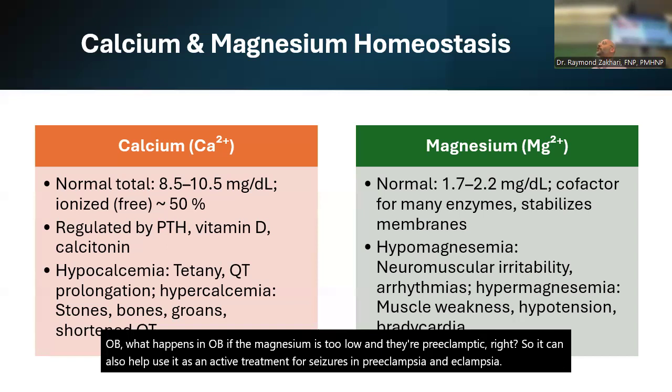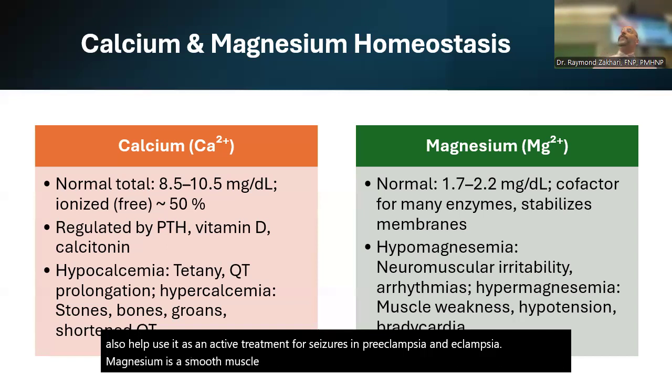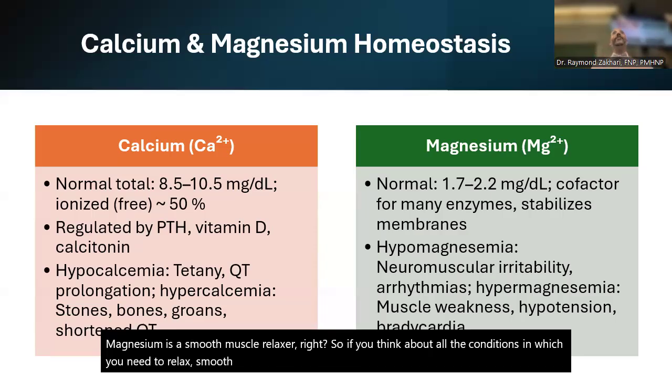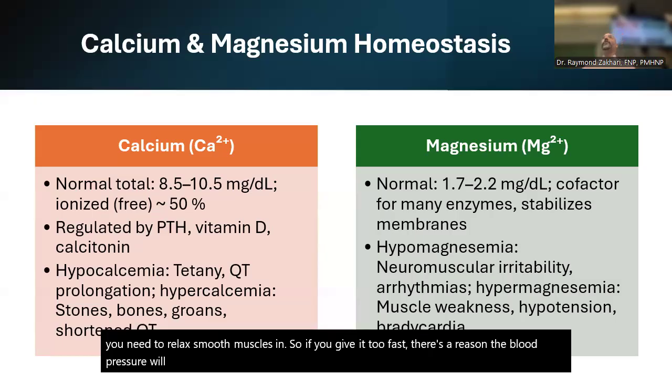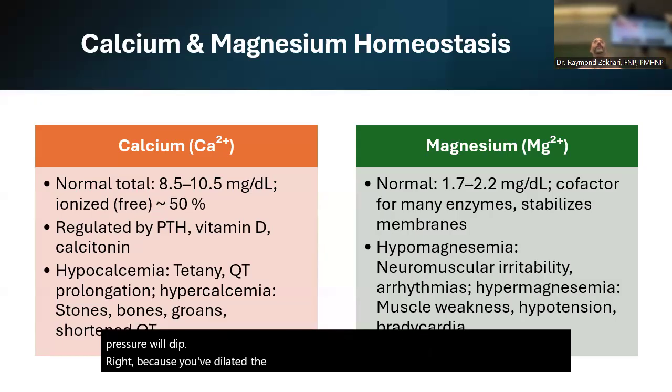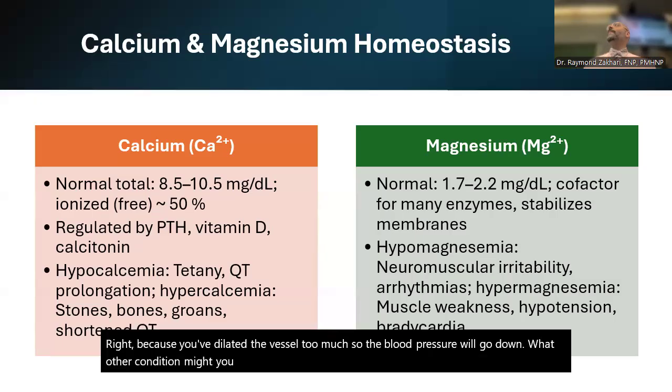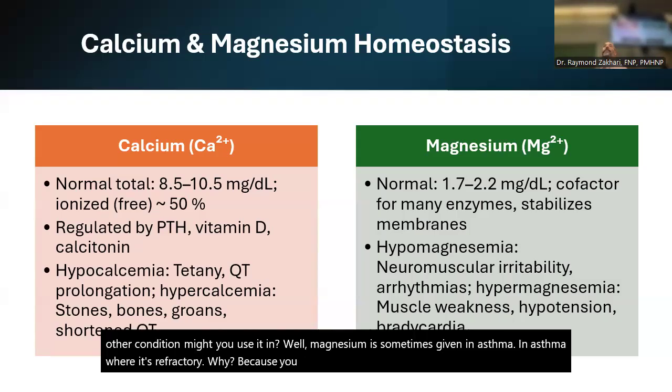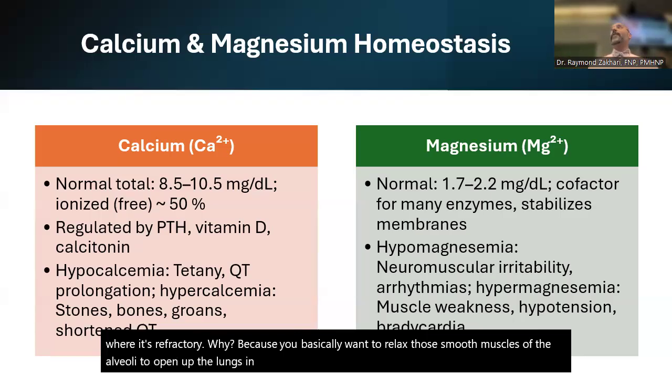Magnesium is a smooth muscle relaxer, right? So if you think about all the conditions in which you need to relax smooth muscles, if you give it too fast, there's a reason the blood pressure will dip, right? Because you've dilated the vessel too much. So the blood pressure will go down. What other condition might you use it in? Well, magnesium is sometimes given in asthma where it's refractory. Why? Because you basically want to relax those smooth muscles of the alveoli to open up the lungs in order to improve oxygenation.